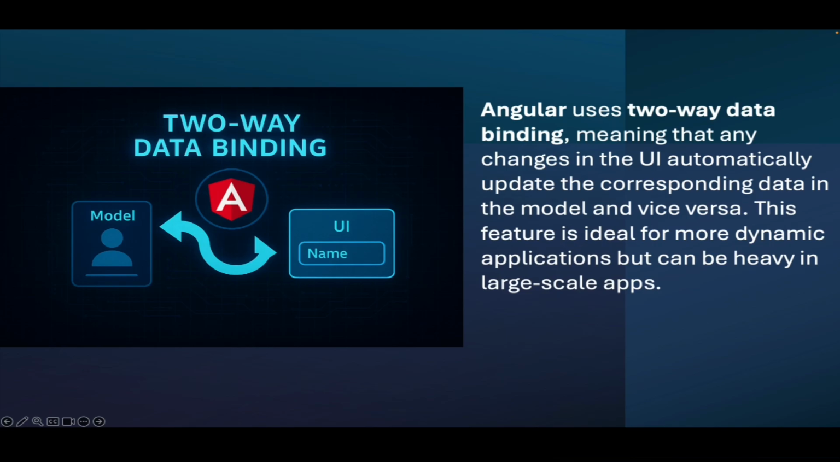Angular instead uses two-way data binding, meaning that any changes in the UI automatically update the corresponding data in the model and vice versa. This feature is ideal for more dynamic applications, but it can be heavy in large-scale apps.